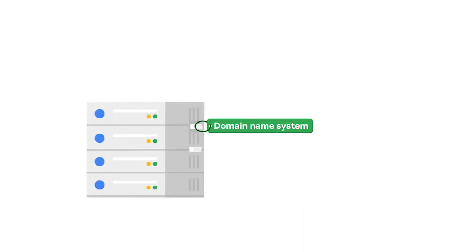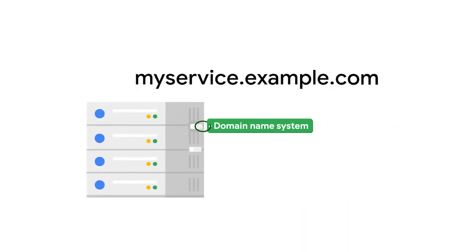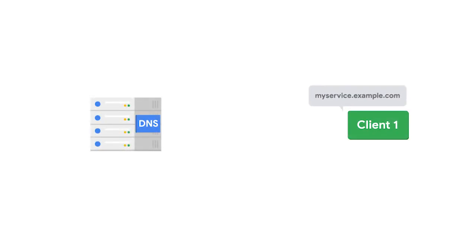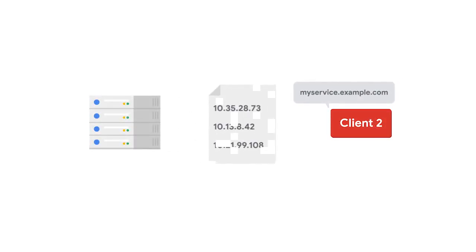Now, if we want to translate a URL like myservice.example.com into an IP address, we use the DNS protocol, or domain name system. In the simplest configuration, the URL always gets translated into exactly the same IP address. But when we configure our DNS to use round robin, it'll give each client asking for the translation a group of IP addresses in a different order. The clients will then pick one of the addresses to try to reach the service.